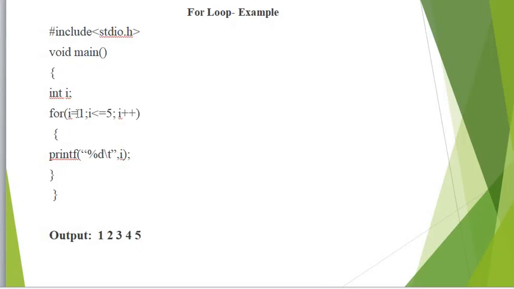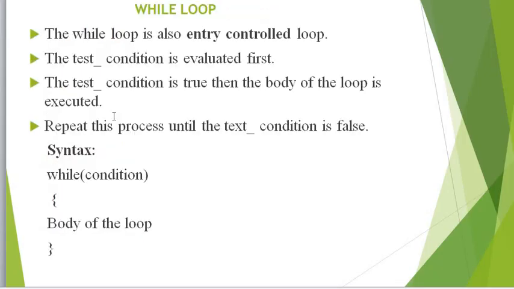First step is initialization. The second step is testing the condition. If the condition is true, the statement inside the loop will be executed. And next step is increment and again testing the condition. If the condition is true, the body of the loop will be executed. This will be continued until the condition becomes false. Now let's move on to while loop.